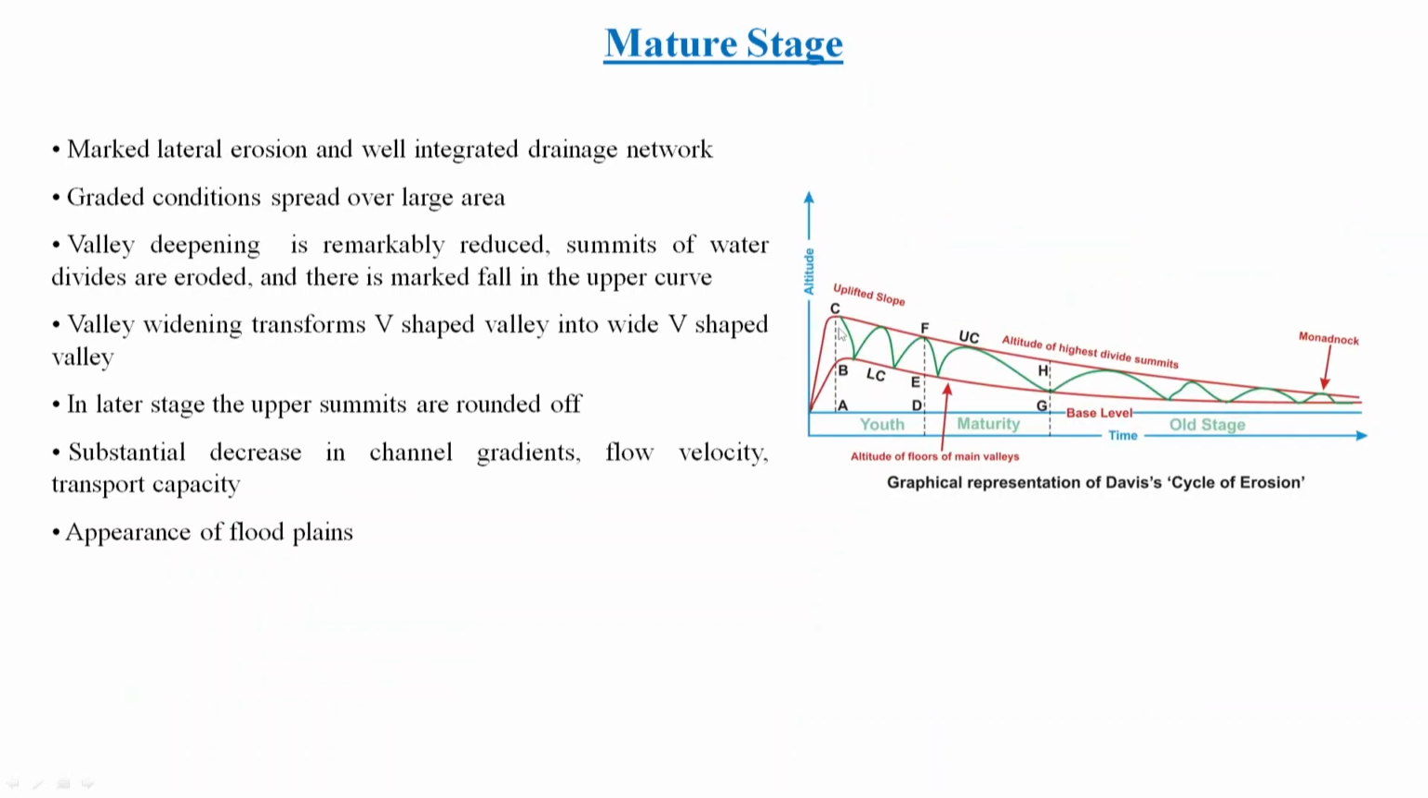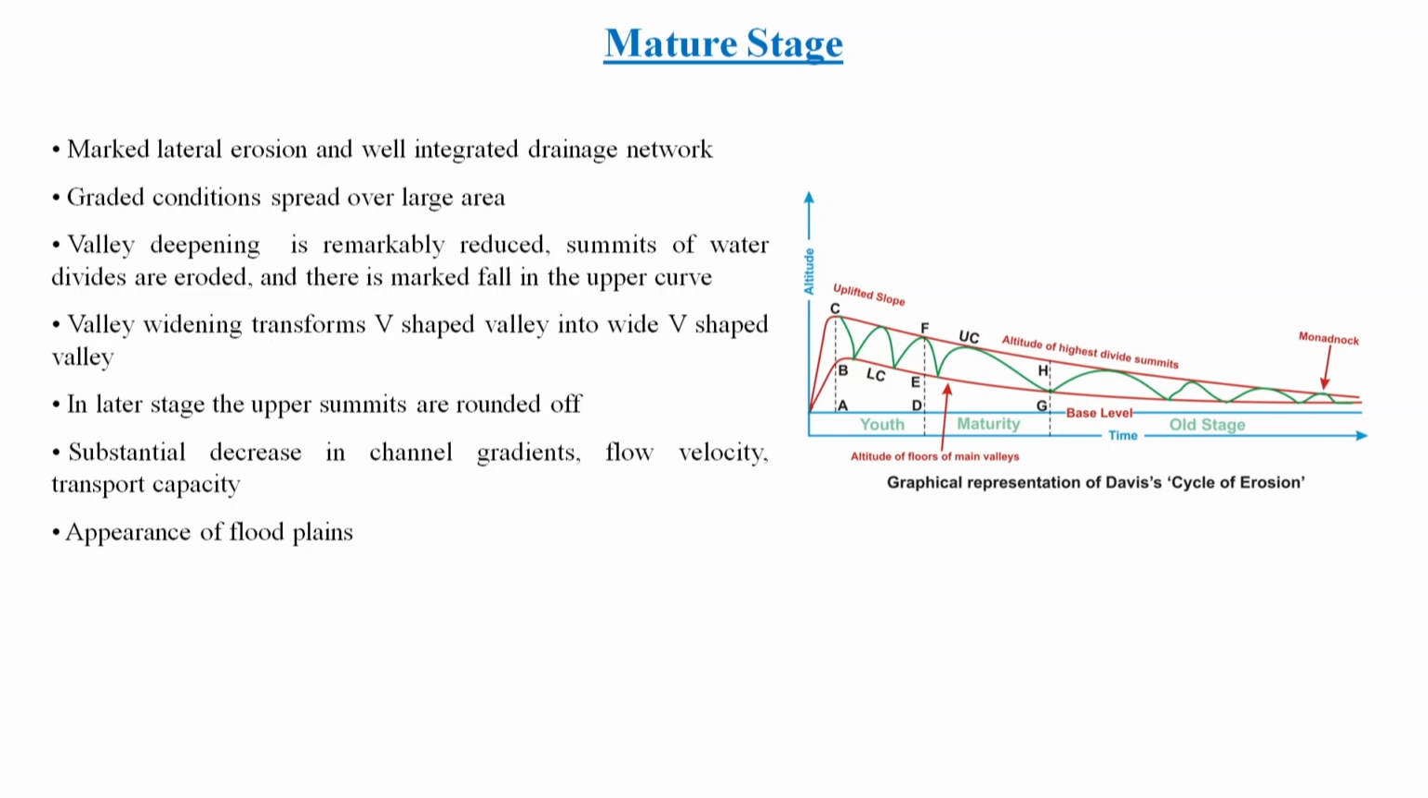In mature stage, you will see some characteristic features: there is marked lateral erosion and a well integrated drainage network, or graded conditions spread over a large area. Valley deepening is remarkably reduced in comparison to that of the youth stage. Summits of water divides are eroded, and there is a marked fall in the upper curve like this. This is the lower curve, this is the upper curve. So, there is a marked fall in that. Valley widening transforms the V-shaped valley into a wide V-shaped one.